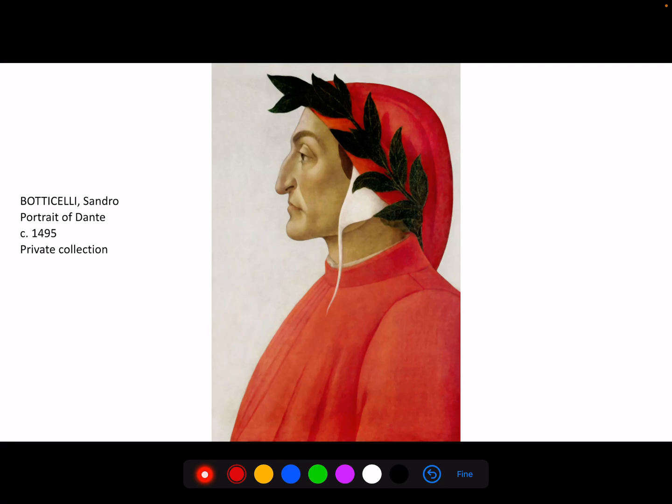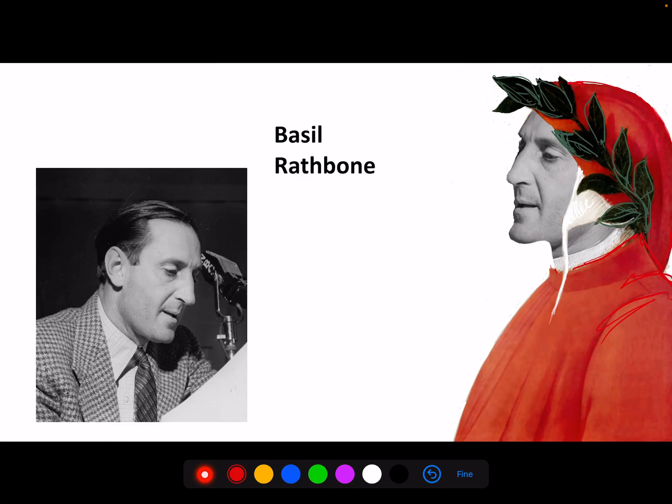This is the famous portrait, late 15th century, by Sandro Botticelli. So Botticelli portrayed Dante many years after Dante's death. And this image became a kind of icon of Dante's face. But did Dante really look like this one? This one, to me, looks like the famous Hollywood Sherlock Holmes, Basil Rathbone, and looks pretty funny.